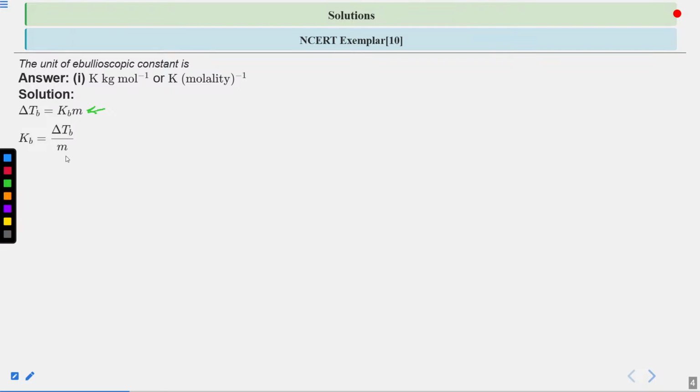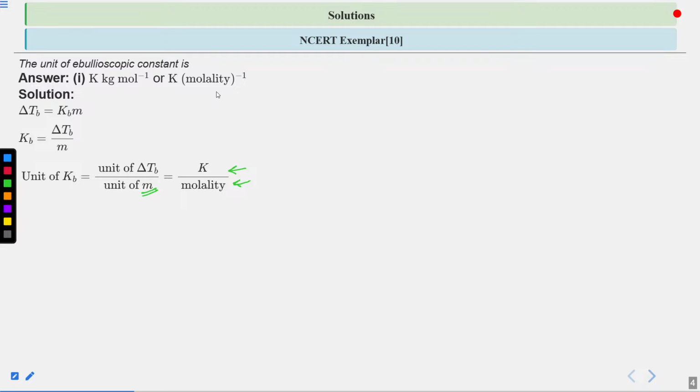And for molality, you just apply the formula of molality. What will be the formula of molality? That is the number of moles divided by the weight of the solvent in kilograms, right? You simply put the formula of the molality here in the denominator, and according to that you put the molality unit, and then you can derive the Kb unit. So the unit of Kb will be the unit of delta Tb divided by the unit of molality. Delta Tb unit will be Kelvin, and the molality unit will be, let's suppose, molality.